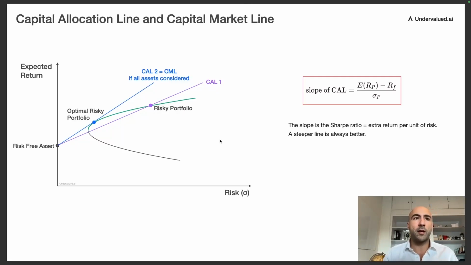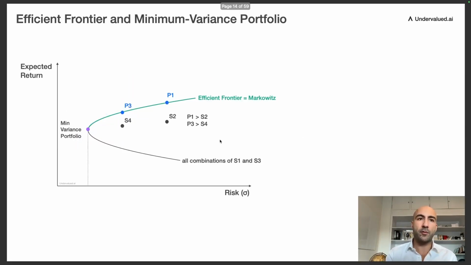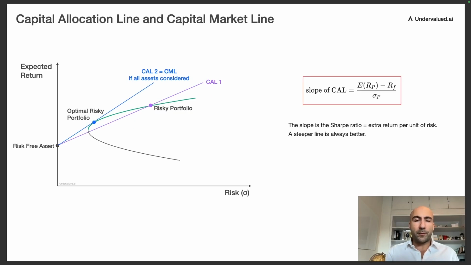We introduce a capital allocation line and capital market line. And as you can see, from the previous slide, the graphs are more or less the same. They're very similar at first glance. And the difference is that in those two representations, the capital allocation line and capital market line, we added the risk-free asset. And think of it like the T-bill.